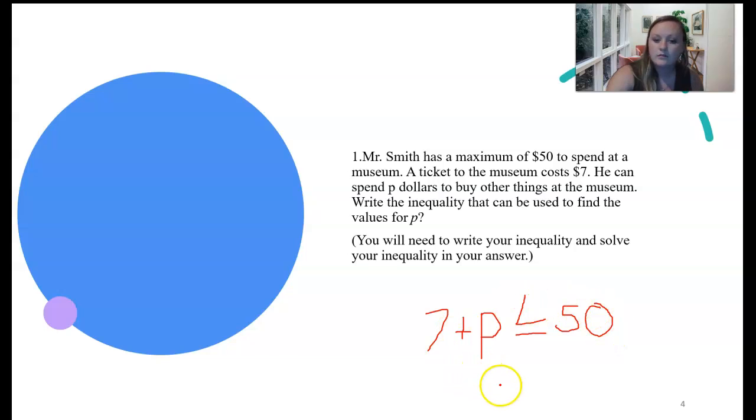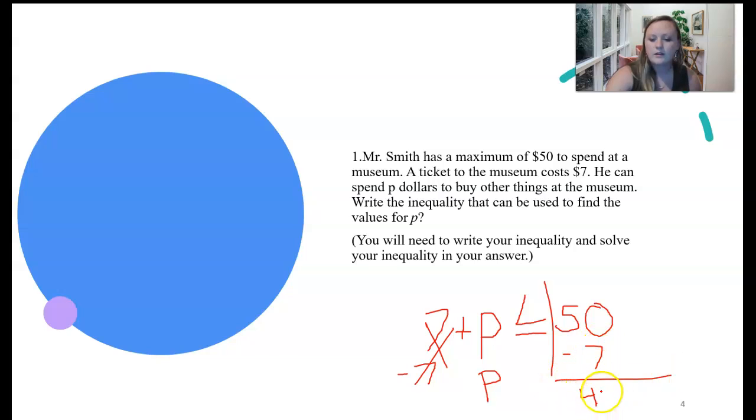Now we need to solve. We need to get P by itself. How do I get rid of this 7? Well, I'm going to subtract 7, right? 7 minus 7 equals 0. So now I've gotten P by itself. But whatever we do to one side, we have to do to the other. So I'm going to subtract 7 on this side, which equals 43. Carry down our sign. So now I have P is less than or equal to 43. So now we know that Mr. Smith can spend 43 or less dollars.